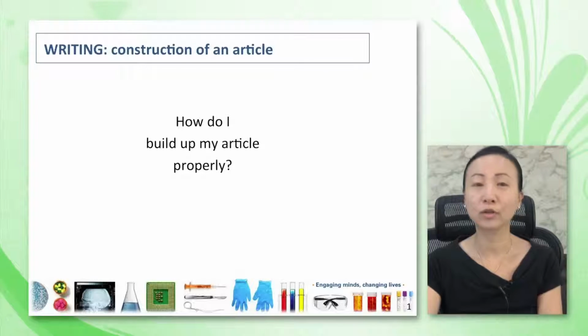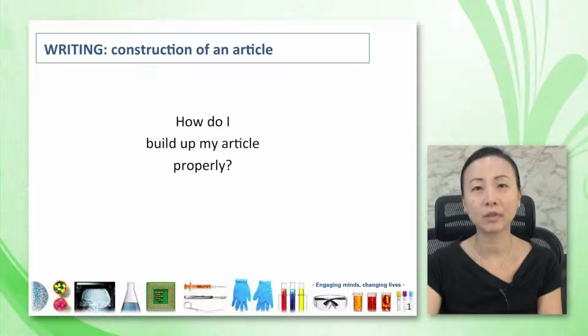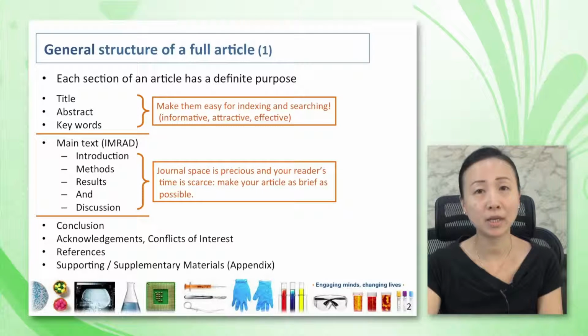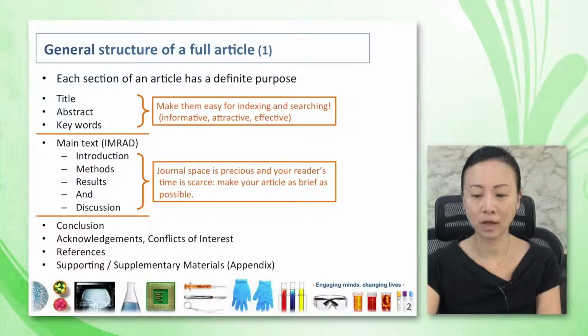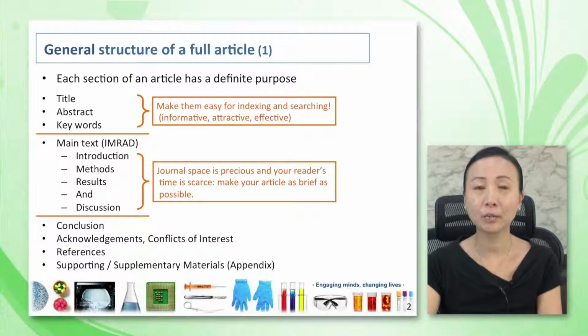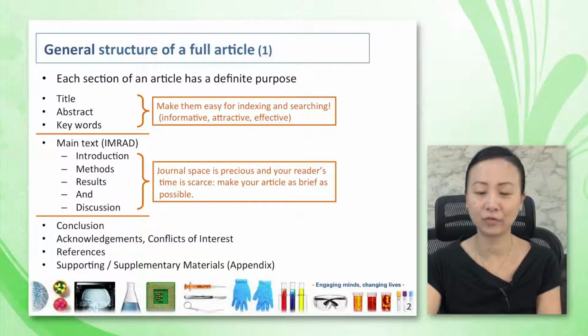This talk on the construction of an article is geared towards answering this question: how do I build up my article properly? Manuscripts contain many sections and each one has a definite purpose. At the beginning of an article are the title, abstract and keywords, and these play important roles in terms of allowing the article to be easily found, indexed and conveniently advertised to potential readers.